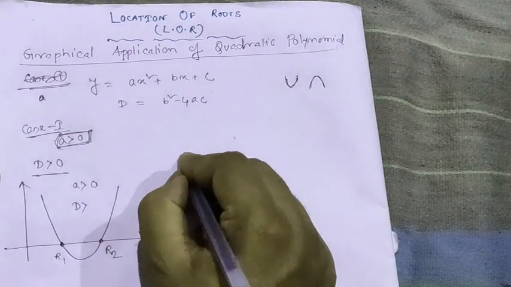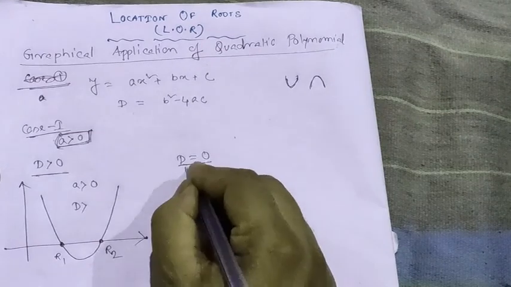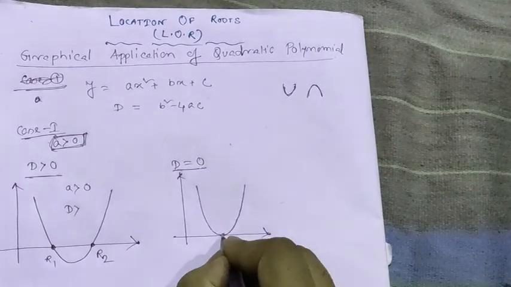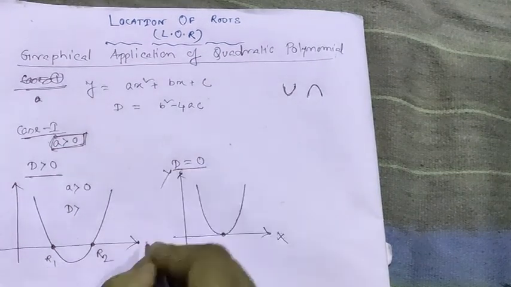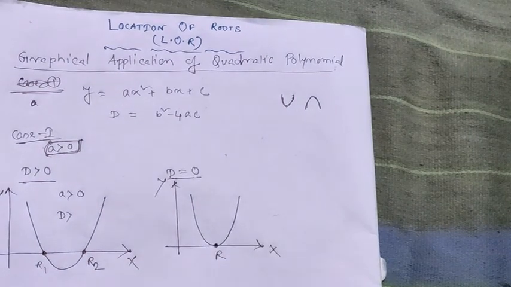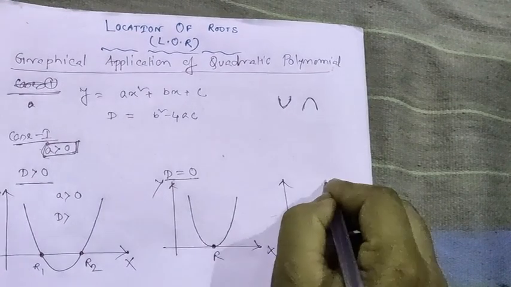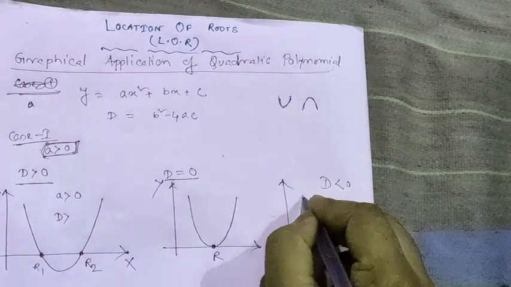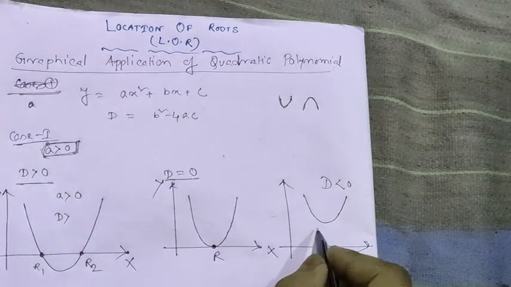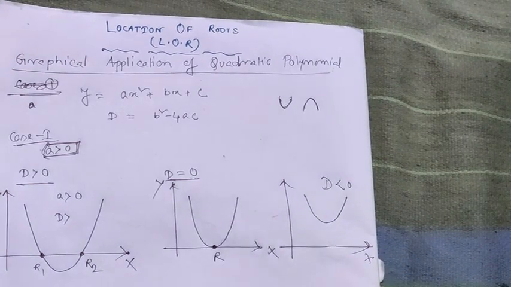In the second case, I take d equals 0. That is two equal roots. In this case, I will get this type of curve. This is the x-axis, y-axis, and I suppose the root is r. In the third case, I will take d less than 0. Here you will get no real roots, these are imaginary roots. See that it does not cut the x-axis, so there are no real roots.